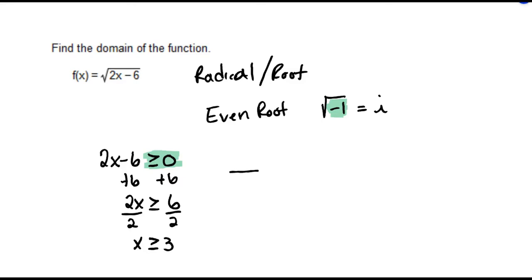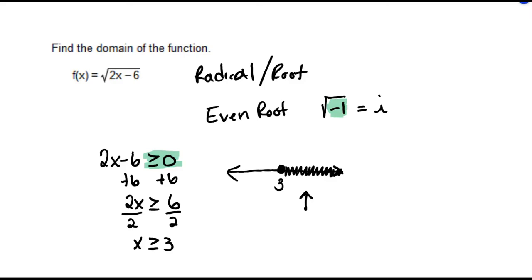If we were to represent this on a number line, we would mark 3 on the number line with a filled-in circle, indicating that 3 is part of the domain. And our inequality says x is greater than or equal to 3. Numbers that are greater than 3 are to the right of 3, so I'm shading to the right. And then we'll use this graph to write the interval notation.